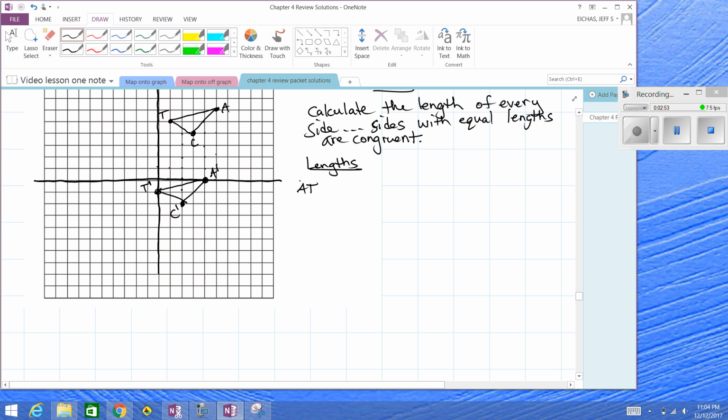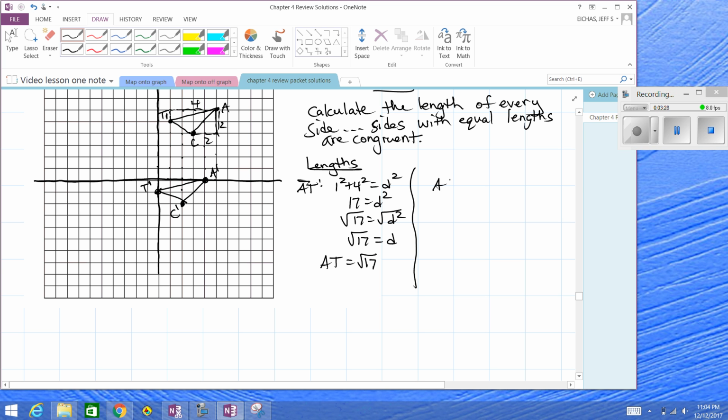Okay, AT is first. So what I have is a right triangle, 1 by 4. So I'm going to say 1 squared plus 4 squared equals d squared for distance. That's going to give me 17. Square root of 17 ends up being AT. Okay? That's going to be its length. Now, unfortunately, we've got to go through the whole set. It's going to take a little while, but we can do it.